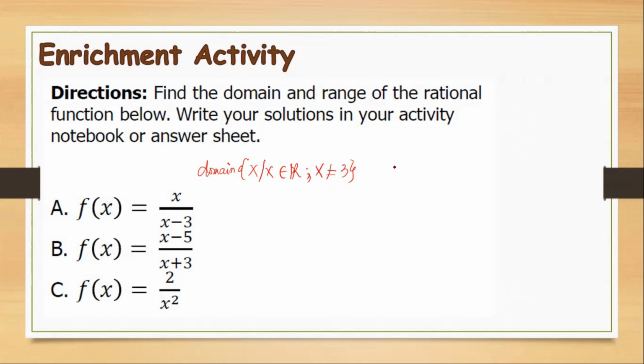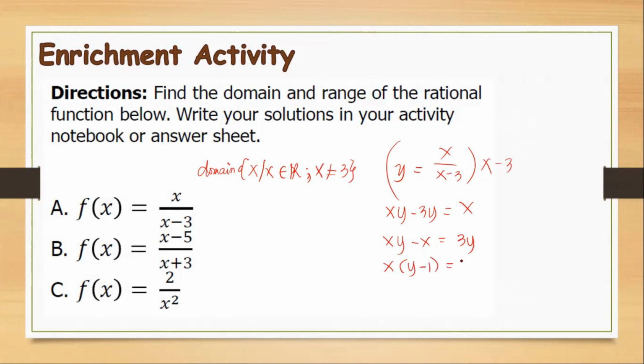And for letter B, you can have it y equals x over x minus 3. Then multiply both sides by x minus 3. So we have xy minus 3y equals x. Then you can have all the x's on the left. Xy minus x equals positive 3y. Then factor it out. x times y minus 1 equals 3y. Then divide both sides by y minus 1. So x is equal to 3y over y minus 1.